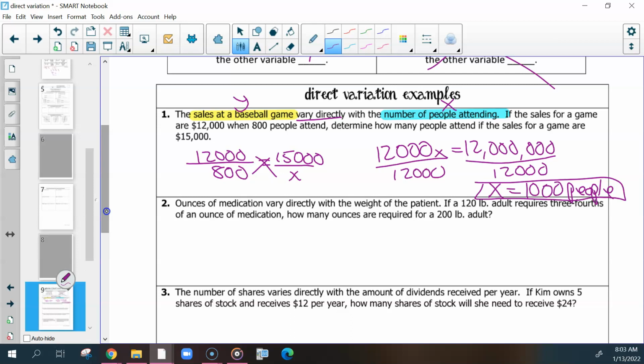Before we move on to another example, does anyone have any questions on how we set that up? How we got any of those things? How we got the answer?